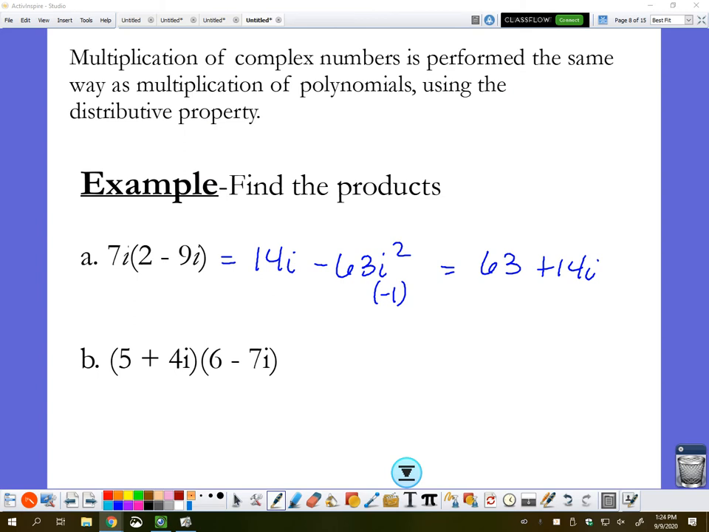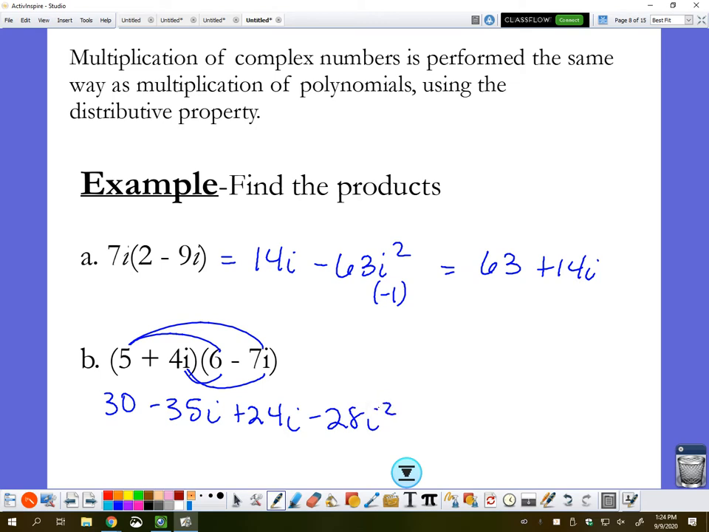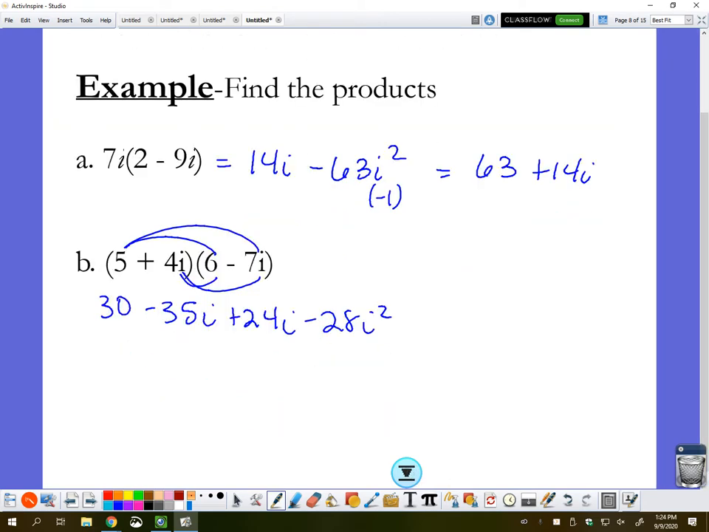So 30, and then minus 35i plus 24i minus 28i squared. So combine these like terms. Remember that i squared is -1, so this is really a positive 28. That's a 9, not an 8, sorry. So you do 30 plus 28, which is 58. And then combining these, you get -11i.